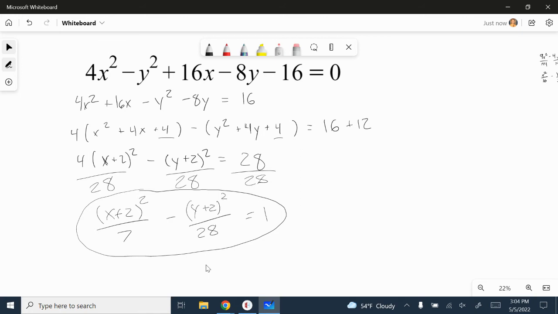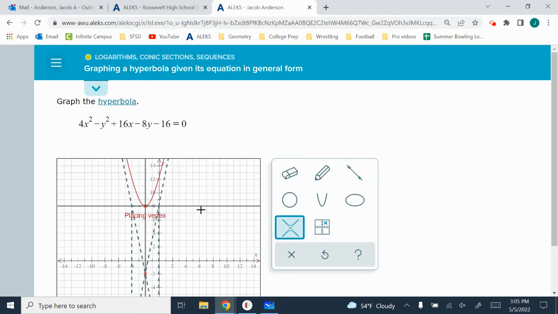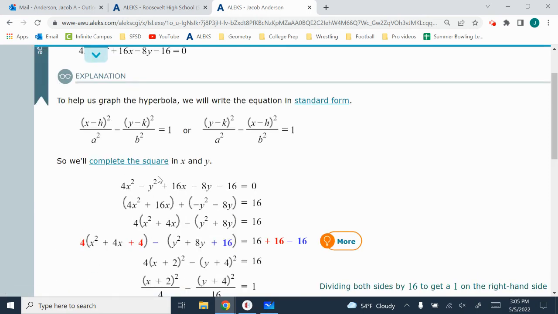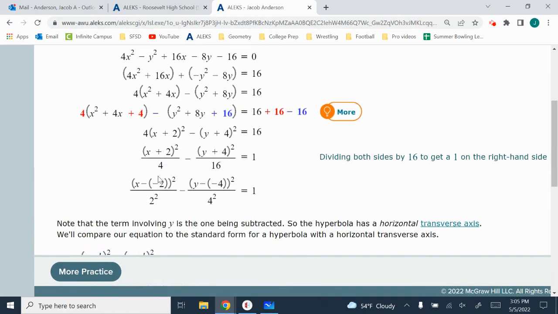Four over 28. That is 7, right? 16 plus 12 is 28. We did really add 28, right? We added 16 and we subtracted 4. I don't know. I'm not seeing what's wrong. I guess we could always look at the example and the explanation and just see. That would be easier than you waiting around for me.